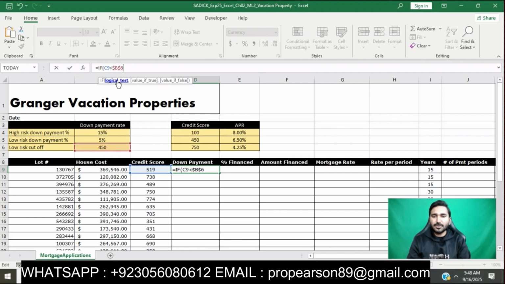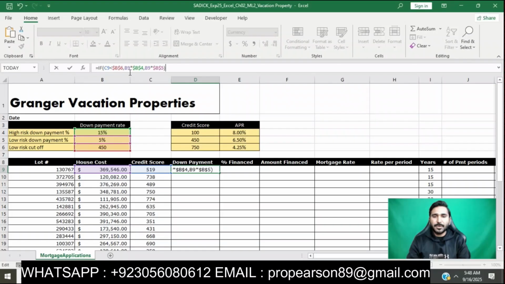B6, which is an absolute reference value. B6 is the absolute low risk cutoff. C9 is the credit score, B6 is the low risk cutoff, and B4 is the high risk down payment percentage, and B9 is the house cost multiplied by B5. B5 is the low risk down payment percentage.